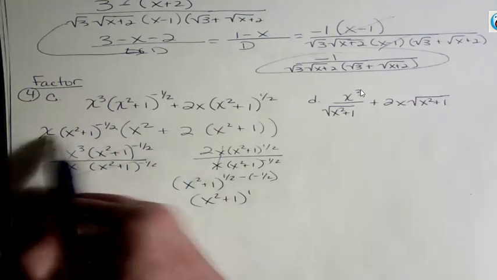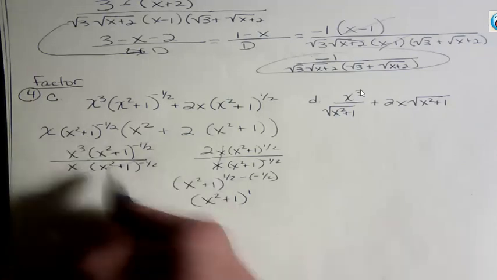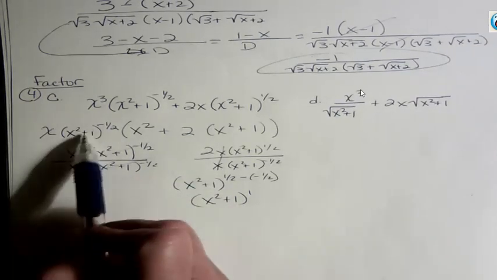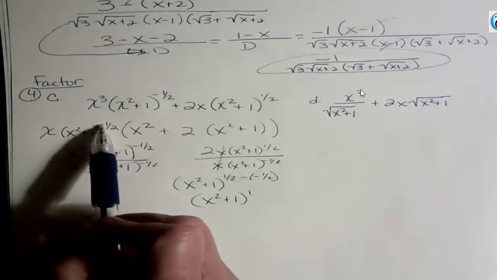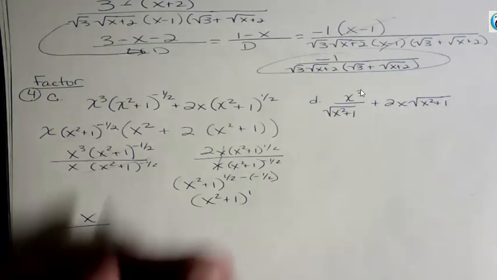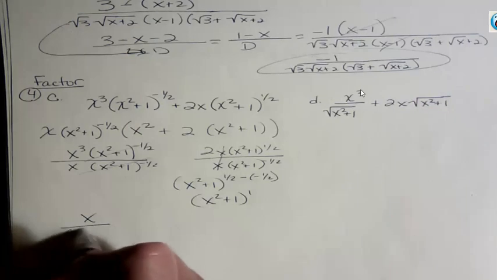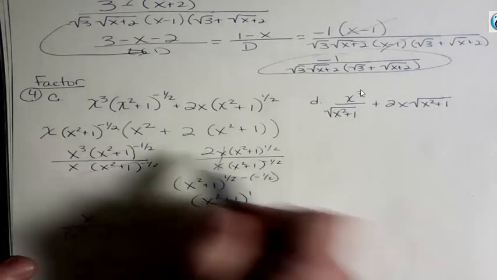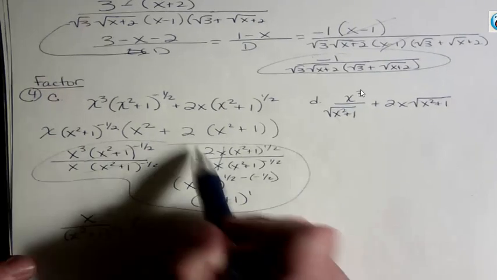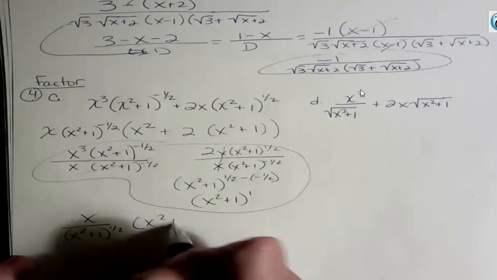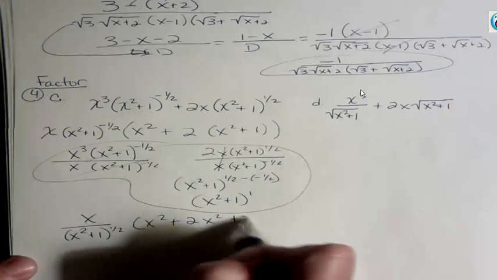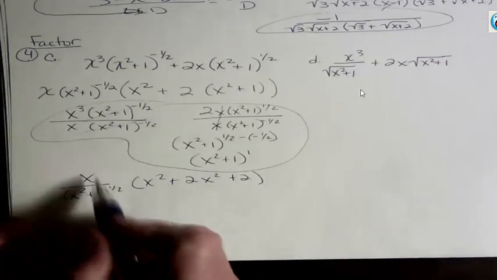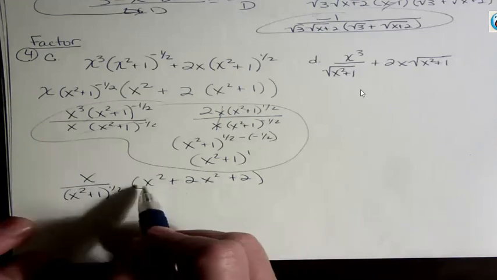I'm going to rewrite this way, and that is to write this as x, and then this, if I want to make that a positive exponent, I'm going to drop it down, and when I drop it down, then it becomes positive 1/2. So this was just the work in the middle. Over here I have x squared plus 2x squared plus 2, and then I can add those two together. That gives me 3x squared plus 2.